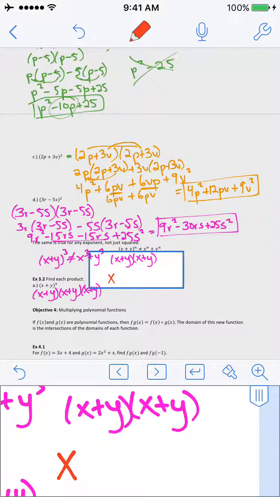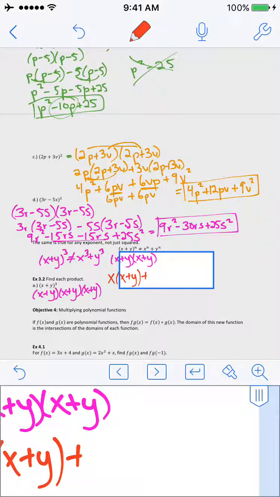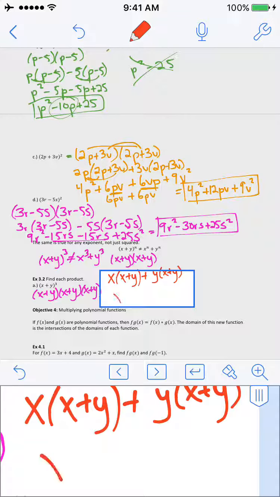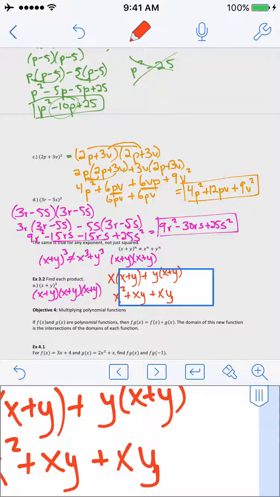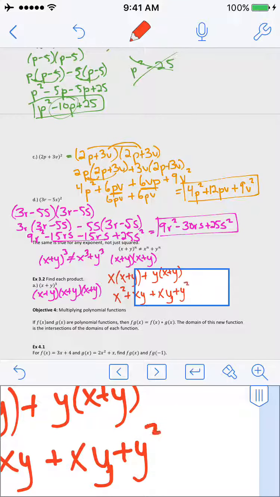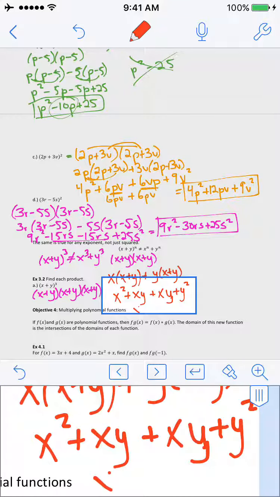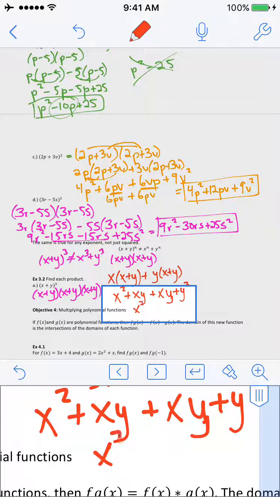That's kind of confusing. So we'll do x times x plus y plus y times x plus y. I end up getting x squared plus xy. And yes, again, this is y times x, but I'm going to write it in alphabetical order. xy plus y squared. And this first one ends up being x squared plus 2xy plus y squared.